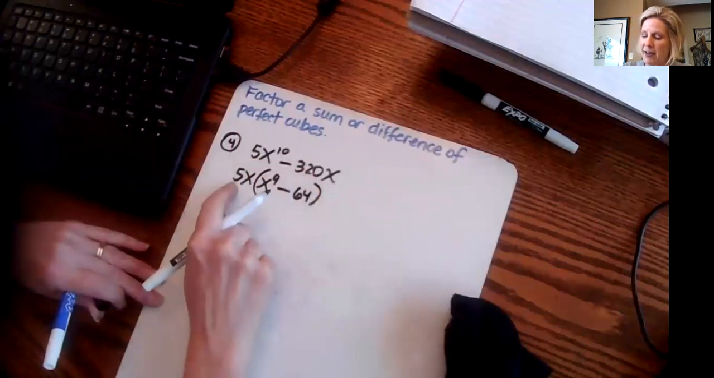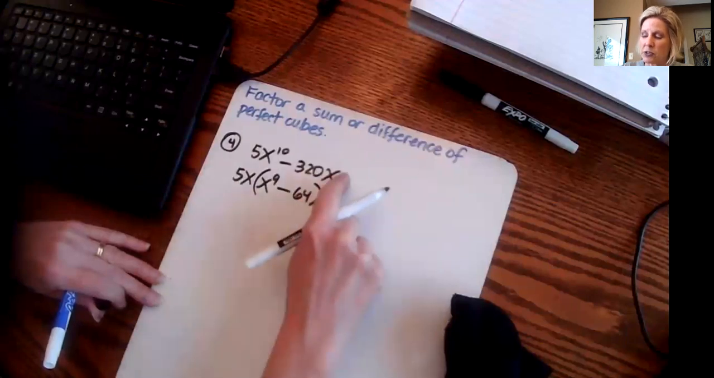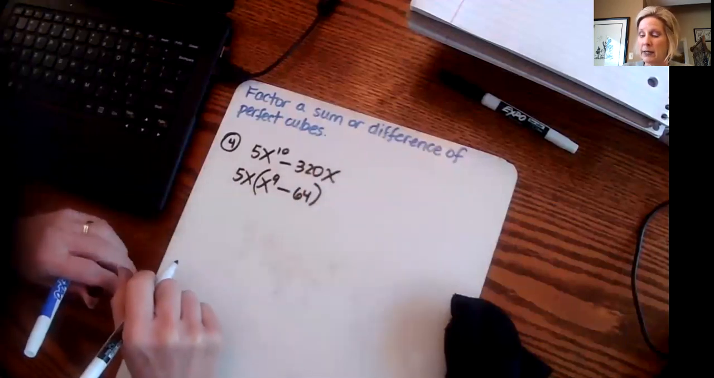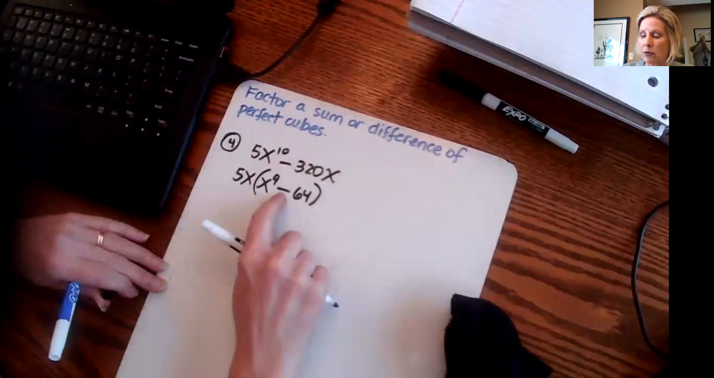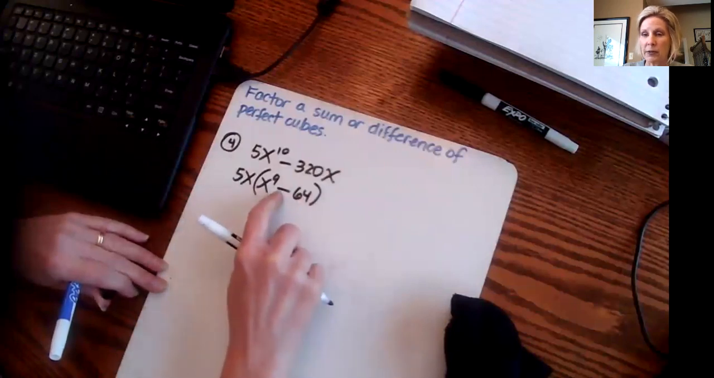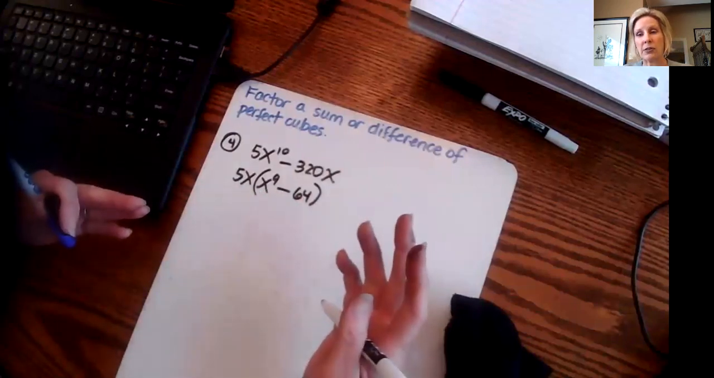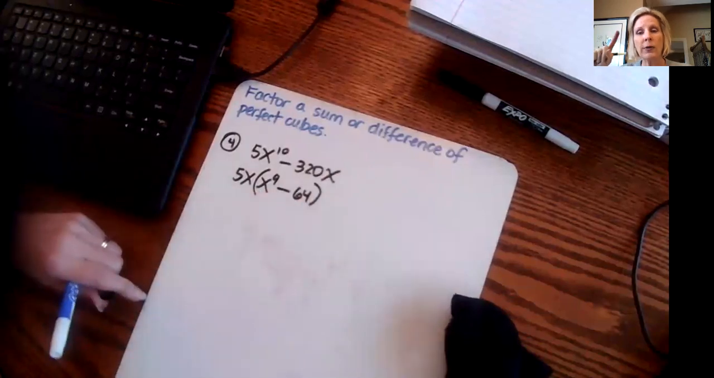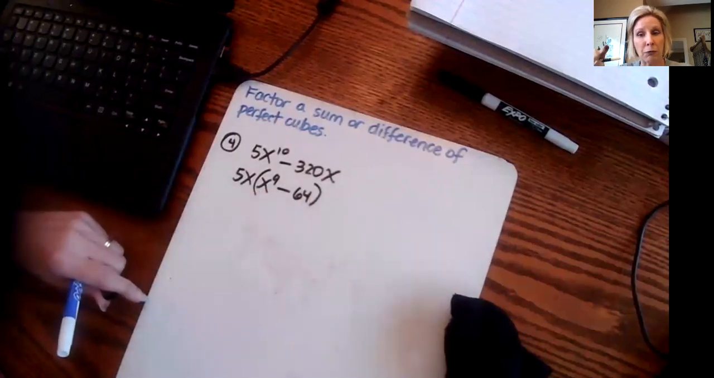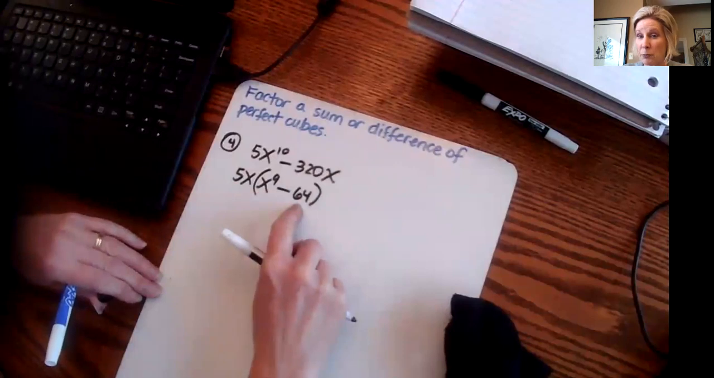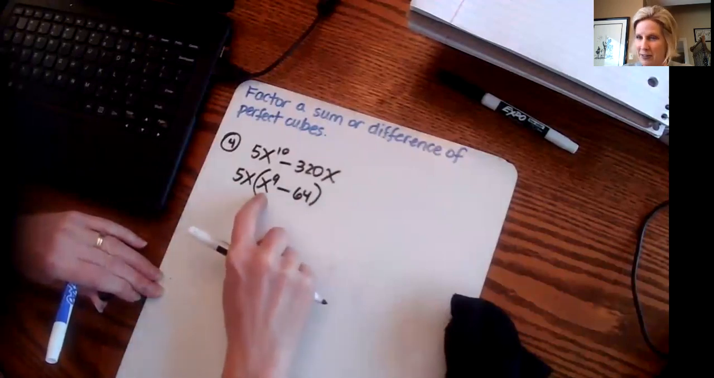So 5x times 64 is 320x. Now I look at this and go, oh wow, there's 2 terms. It's a difference, and my natural inclination is to think difference of squares. You should always check the thing that's most familiar first. Well, 64 is a perfect square, but x to the 9th isn't, so this is not perfect squares.